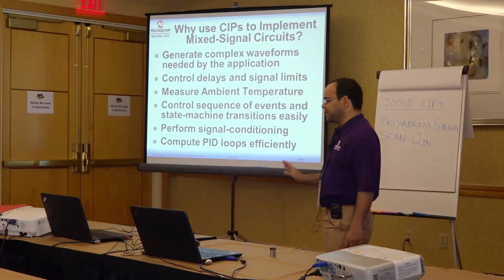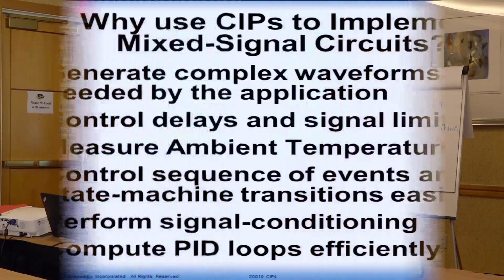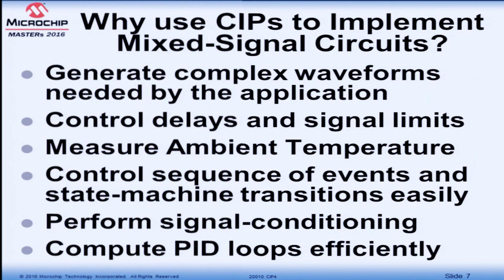So, in the specific context of mixed signal circuits or signals, why would you want to use CIPs? Because they really help in generating complex waveforms that you may not necessarily, ordinarily get from regular peripherals like output compare and so on. Complex waveforms, complex protocol signals and so on.